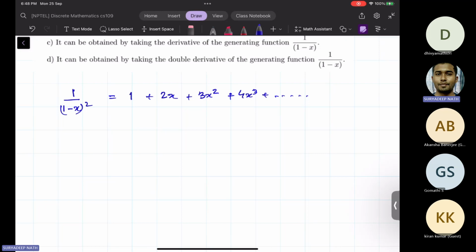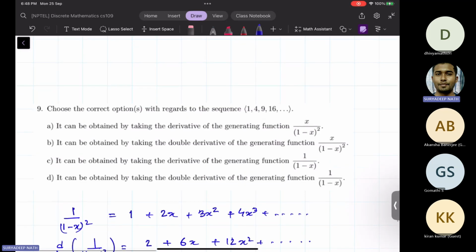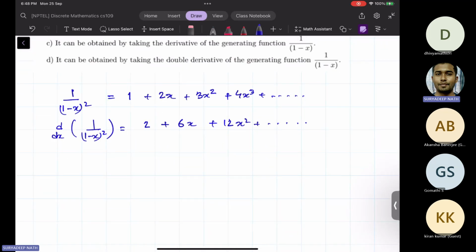But if I take the derivative of this, d/dx of 1/(1 − x)², what we get is 2 + 6x + 12x² and so on. But that is not what we want. We want to get 1, 4, 9, 16, the squares. So what to do is this.